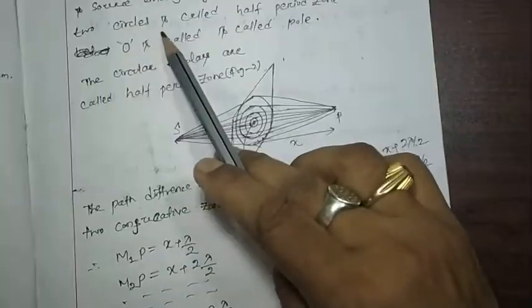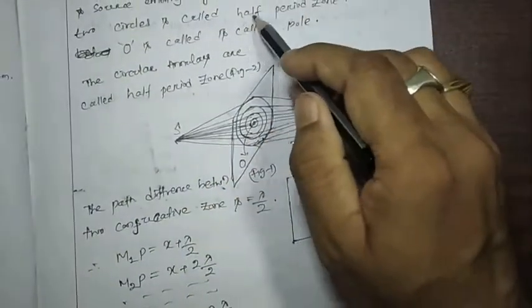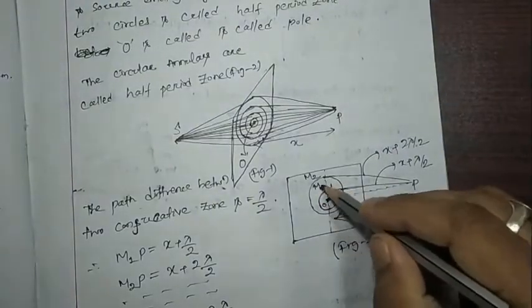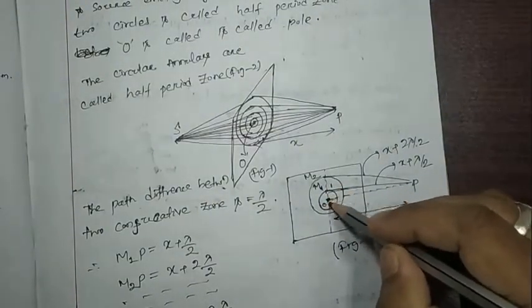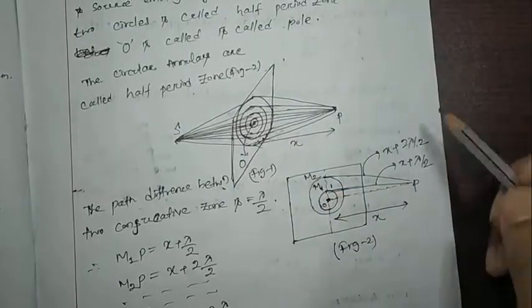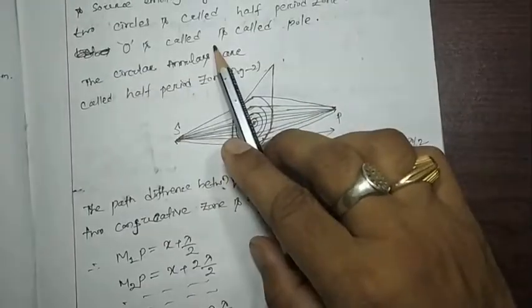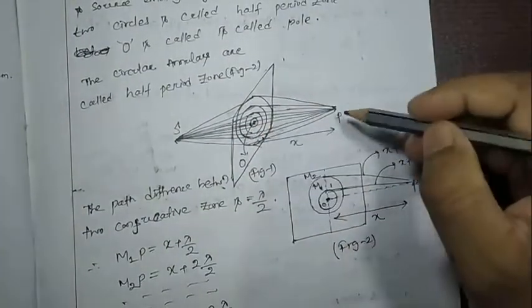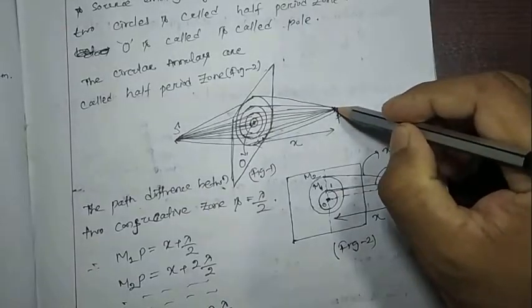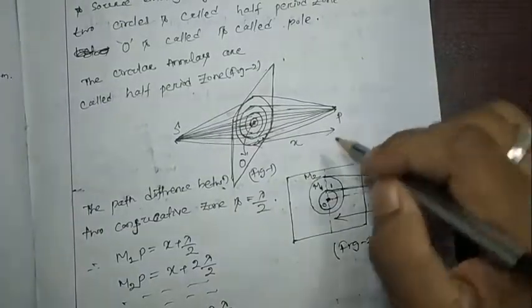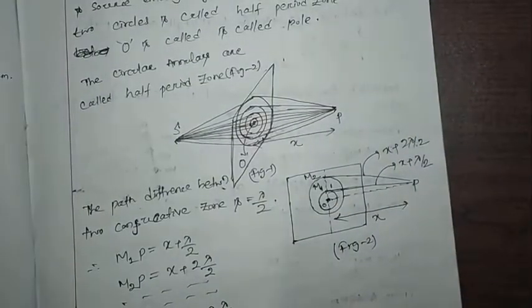The area between two circles is called a half period zone. This circular area is called the first half period zone, and this is the second half period zone, and so on. O is called the pole, or center. P is the focused point, where the intensity is observed due to the diffraction, which has been analyzed by Fresnel.